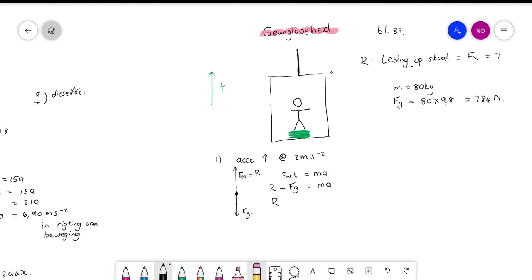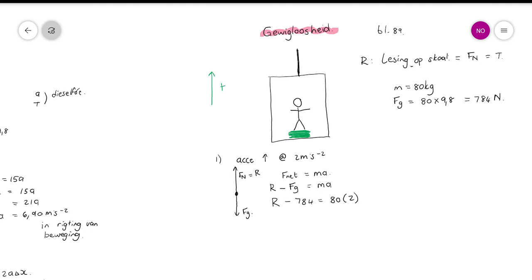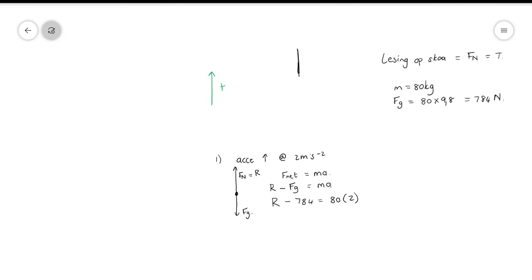So this reading, which is what we want to work out, minus his weight, is equal to his mass times his acceleration, which we say is 2, because we picked upwards as positive, and he is accelerating upwards at 2 meters per second squared. Then you will get the reading on the scale is 944 Newton. Okay, anyway, it's 944 Newton, meaning that it will be bigger than his actual weight.